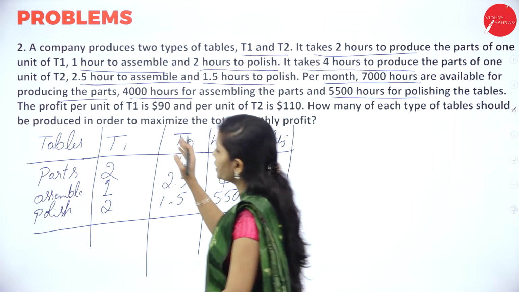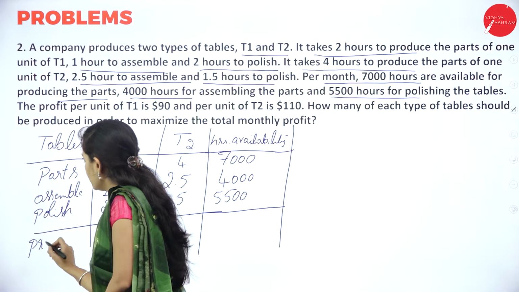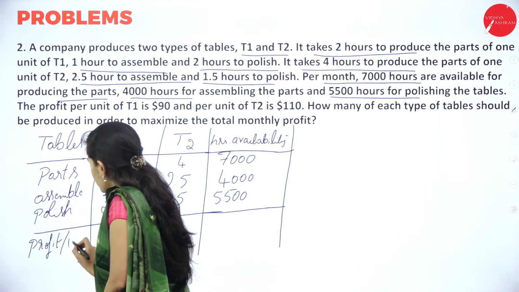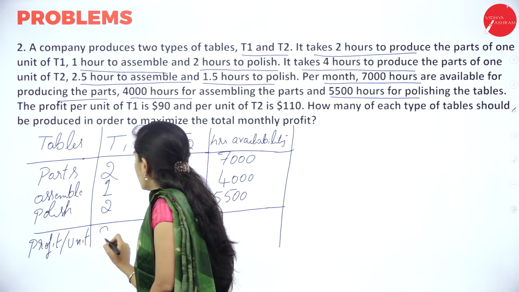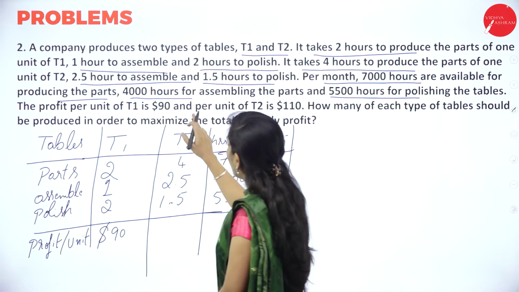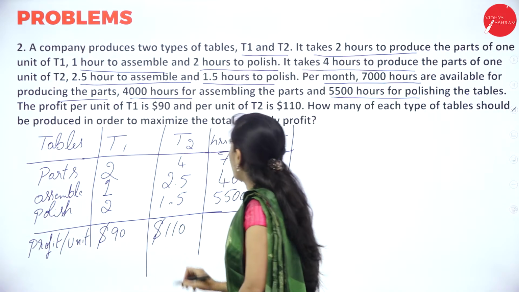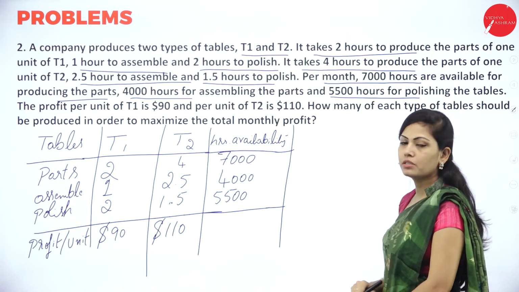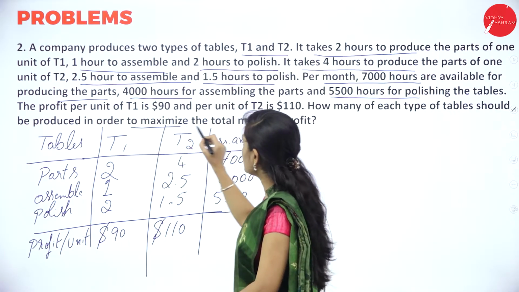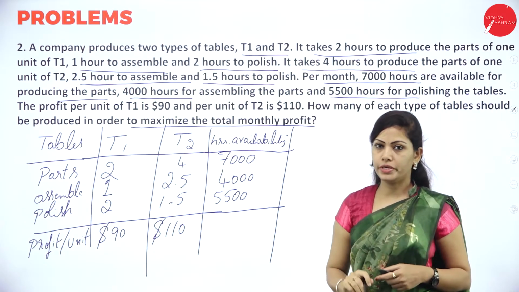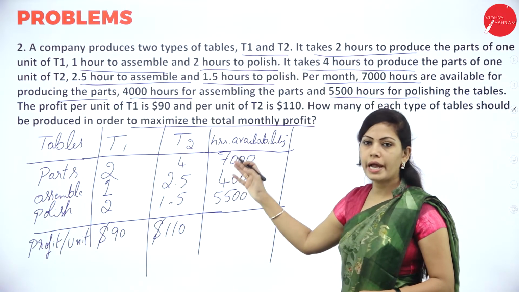And the profit per unit. They have given the profit value here. Profit per unit of T1 is $90 and per unit of T2 is $110. So they have given the profit, and how many of each type of tables should be produced in order to maximize the total monthly profit. So here we have to find the profit. They have given the profit of table 1 and table 2.